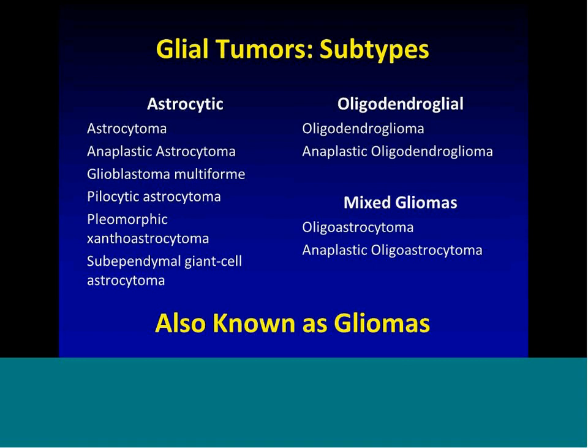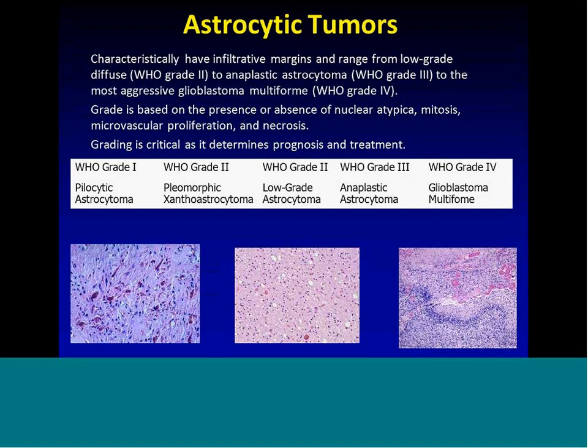Oligodendroglial tumors are oligodendroglioma, and also anaplastic oligodendroglioma. And you even have a subtype known as oligoastrocytoma or anaplastic oligoastrocytoma. So these are just the different pathologies seen with the different aspects of tumors, and they go from grade 1 to 2 to 3 to 4.